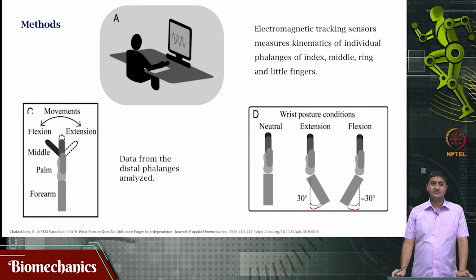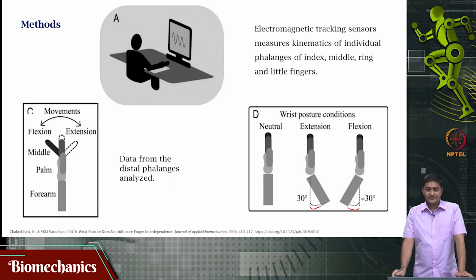How did we choose this 30 degrees? Because this was an experiment performed in my lab, I know all the details. It turns out that there was a study performed earlier in Canada using force sensors that also studied the effect of wrist posture on enslavement, that used 30 degrees. But that is not the reason why we performed this.